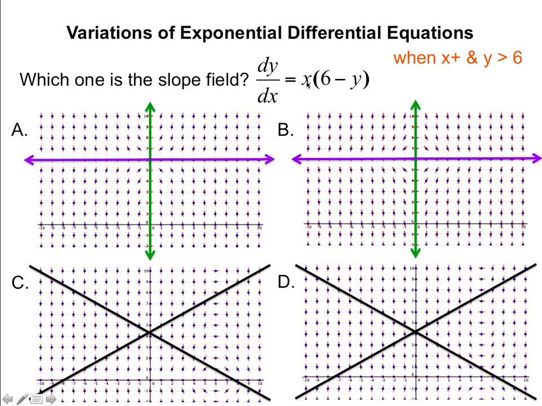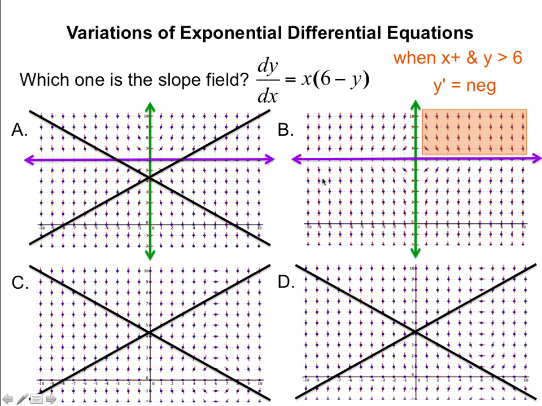when x is positive and y is bigger than 6 means up here. Okay, x is positive means over here. So these two areas are when x is positive and y is bigger than 6. That's going to make this positive, and bigger than 6 means this is either 7 or 8 or 9. This is going to be negative. And so I'm going to look for things that slope in the negative direction. These are all sloping positive. These are all sloping negative, so this has to be the right answer.